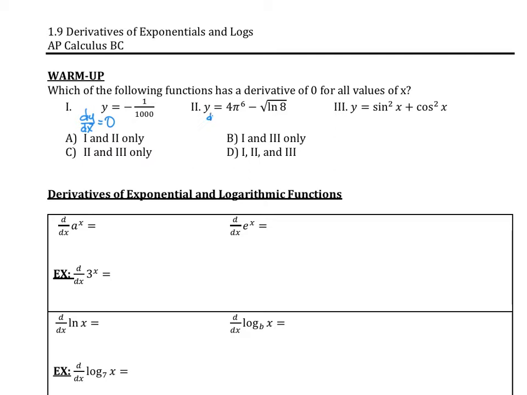In this second one, dy/dx, what is the derivative? It too is 0, because if we take the derivative of 4 pi to the 6th, that's just a constant. And the square root of natural log of 8 is also a constant. Okay, what about the third one? What did you get for the derivative?